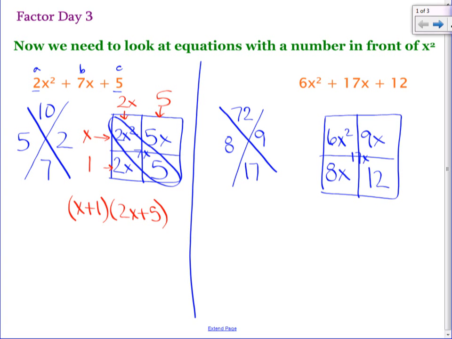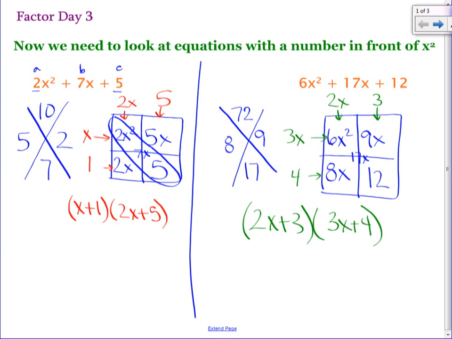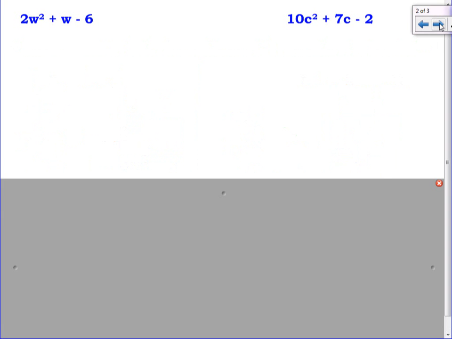And now we figure out what we can divide out of each column and row. Starting here, we can divide both of those by 3. What can we take out of this column? 2x. What about this row? 3x. And 4. Okay, so here's our answer: 2x plus 3, 3x plus 4. Questions? Pretty straightforward. The process never changes. We're just going to get good at these so it comes quickly.